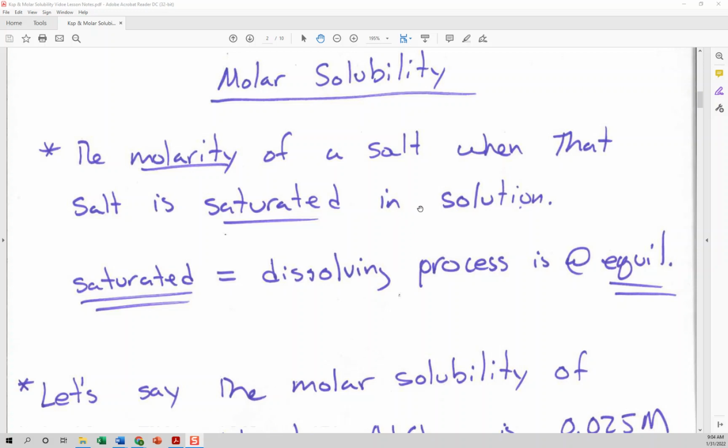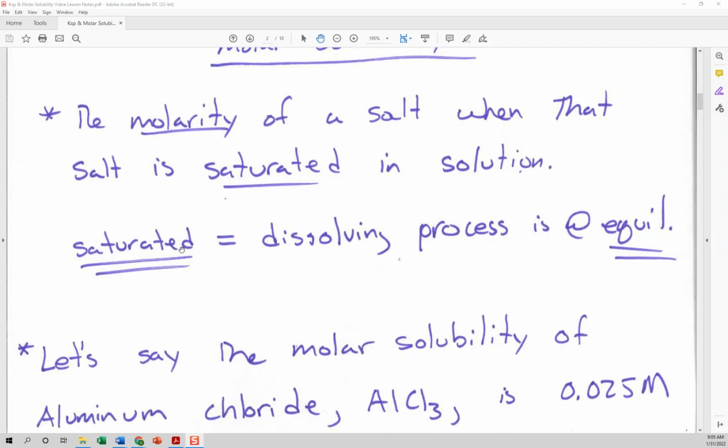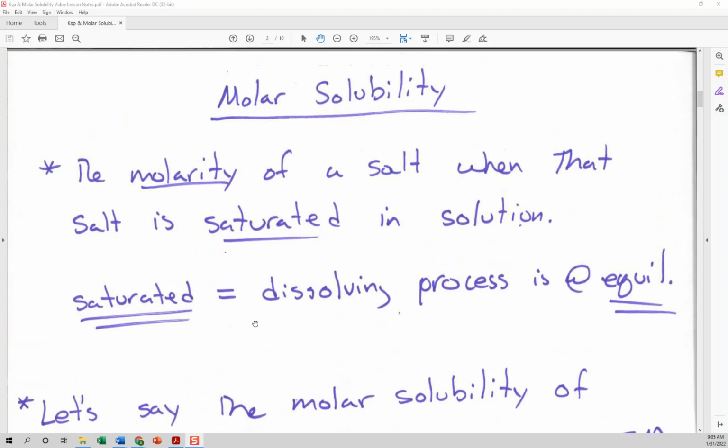Now, what is molar solubility? Molar solubility is the molarity of a salt when that salt is saturated in solution. Remember, saturated means the dissolving process is at equilibrium. Whatever the molarity of the compound is when it's saturated, that is the molar solubility of the compound. Molarity is moles per liter, so it tells you how many moles of that compound you can dissolve in 1 liter to make a saturated solution. Again, that value would change as temperature changes, just like KSP would.